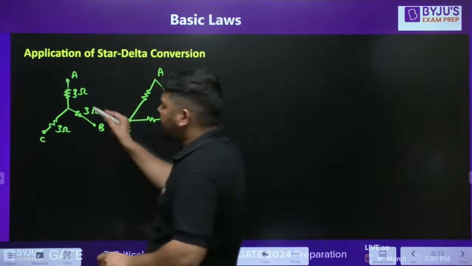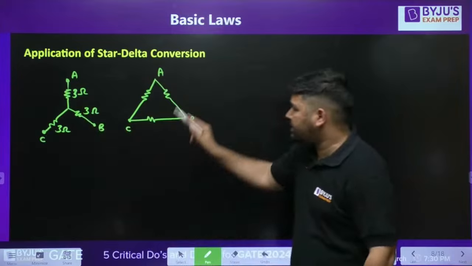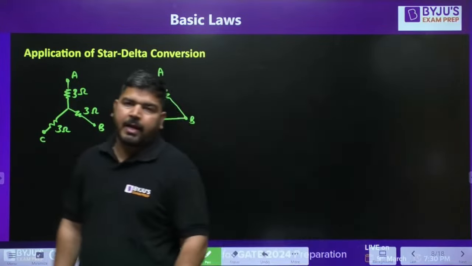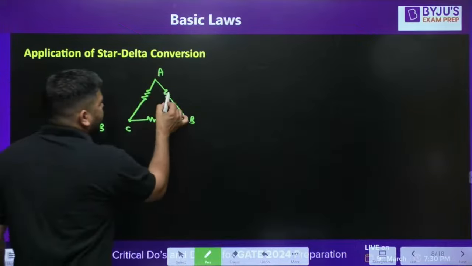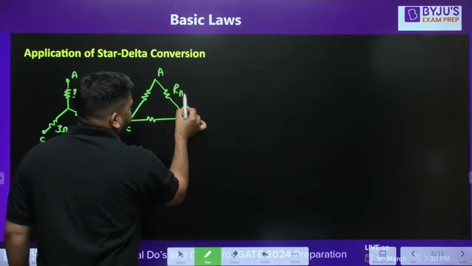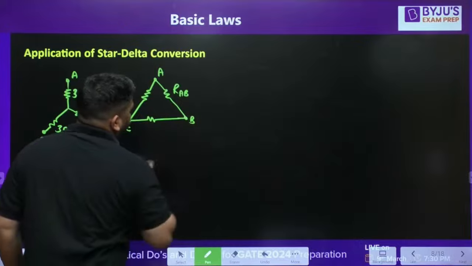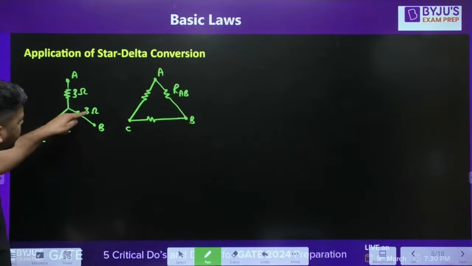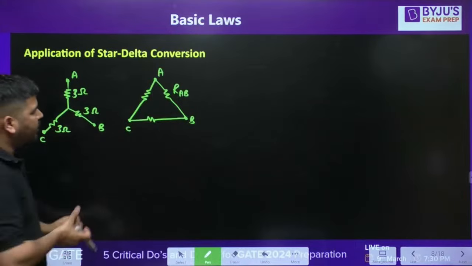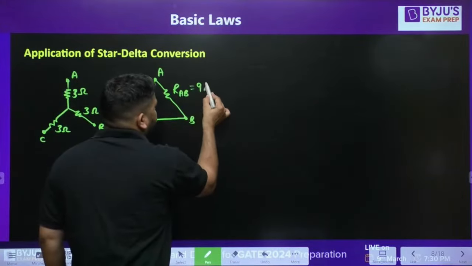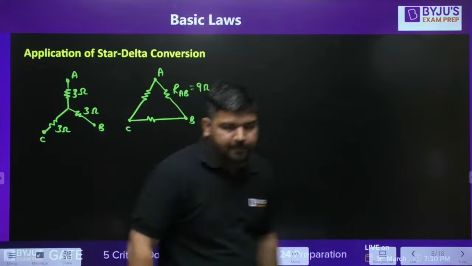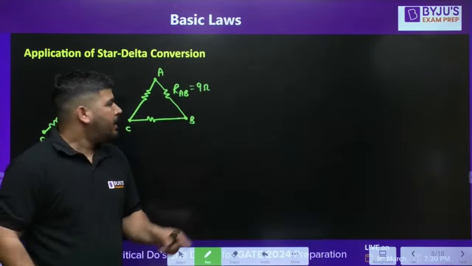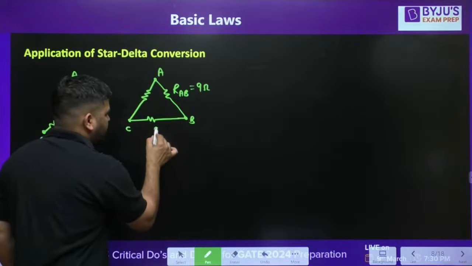Now, if these resistances are provided to you, 3, 3, 3, what is this resistance? Can you tell me, guys? Can you calculate this? Again, it's very simple. This resistance is connected between A and B. So RAB will be equal to, tell me, 3 plus 3 plus 3 into 3 divided by 3. So it will be 9 ohm. I hope it is clear. And we know that if all the resistances are equal, these resistances will also be equal. This will also be 9 ohm.